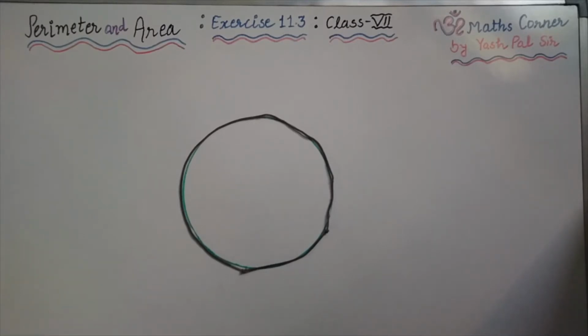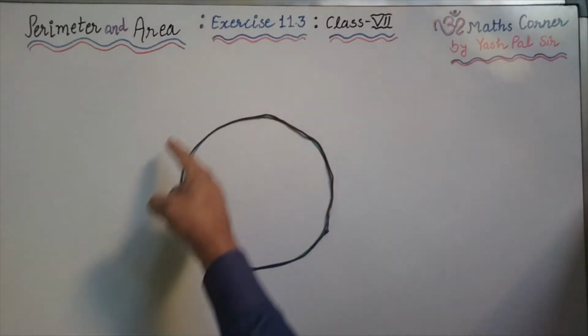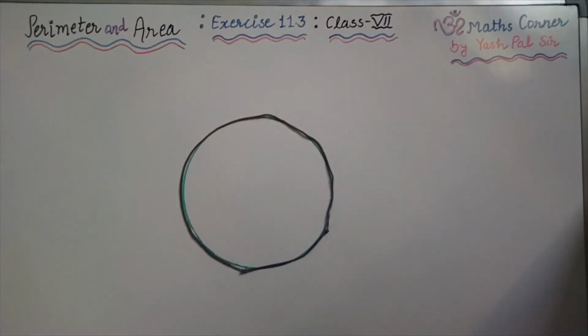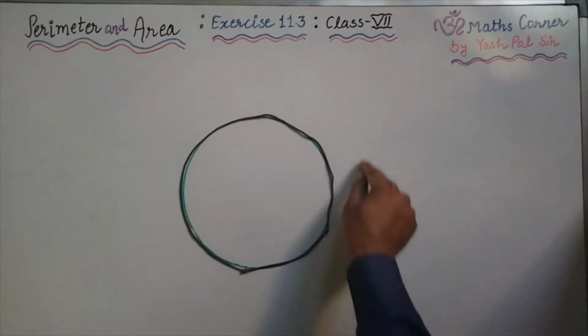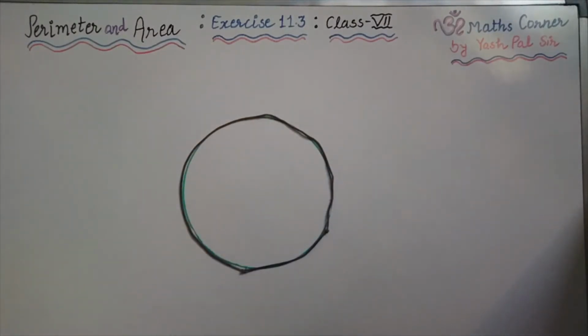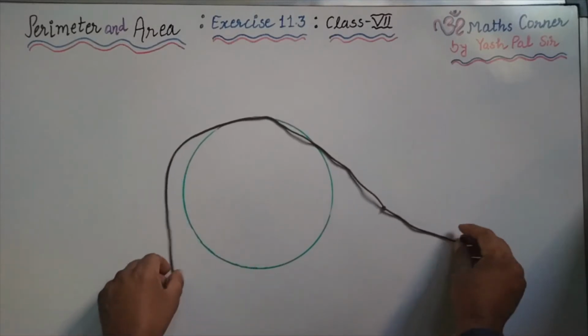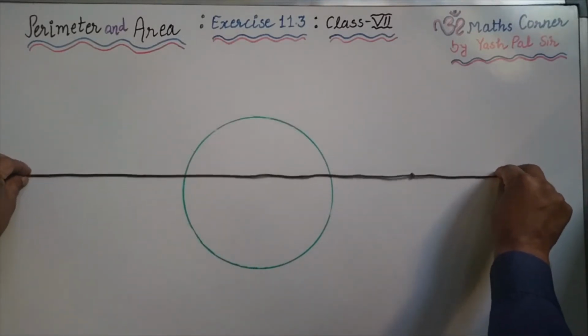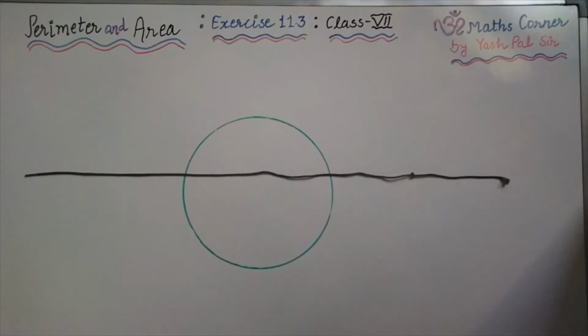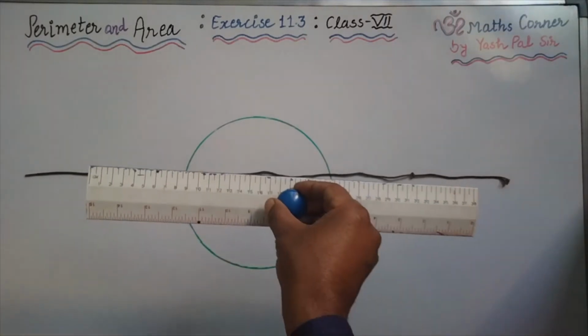Now I have taken one lace, one thread, which is taken outside the circular part of the sheet this way. What is the purpose? I just want to find the length outside the circular sheet. Now I have taken this thread. So this is the length. Now with the help of the scale I can measure the length.